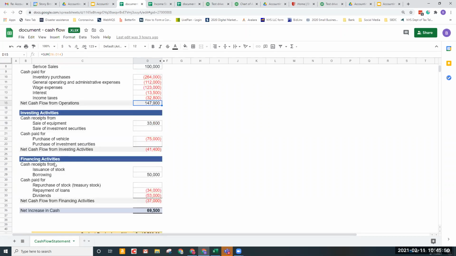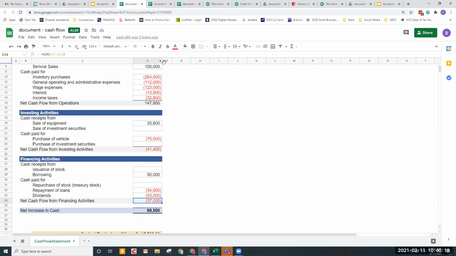The last section is the financing activity. The business got a business loan, which represents a cash inflow to the business, but also has a loan repayment and a dividend to its owners. Here it's a net outflow of cash from the financing activity.